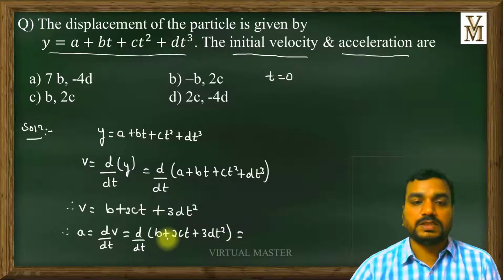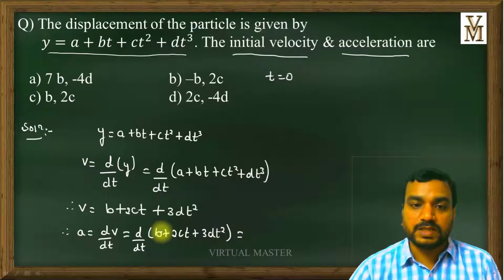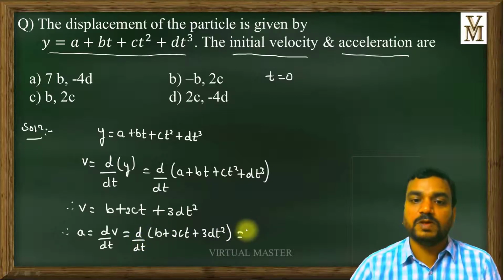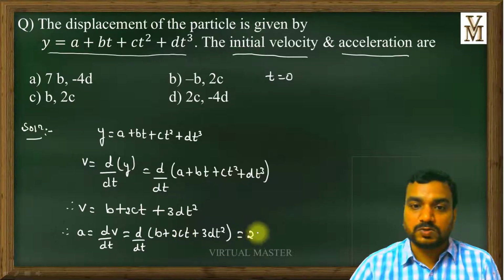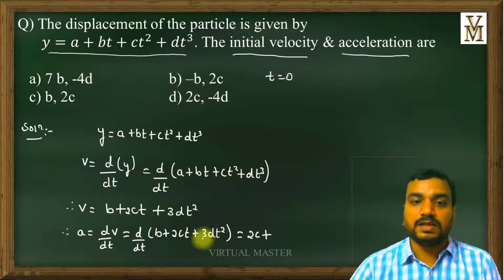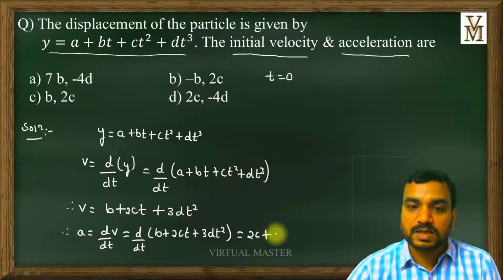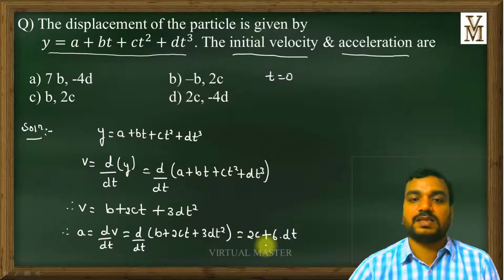After differentiating, I am going to get differentiation of b, that is a constant value, right? So differentiation of b with respect to t will be equals to 0. So I am ignoring that term. Now differentiation of 2ct, and differentiation of t is 1, right? So what will be left? Only 2c plus, and in this term differentiation of t square will be there, and differentiation of t square will be equals to 2t. 2 into 3 will be equals to 6. So the answer will be 6 into dt. Now this is the equation of the acceleration.